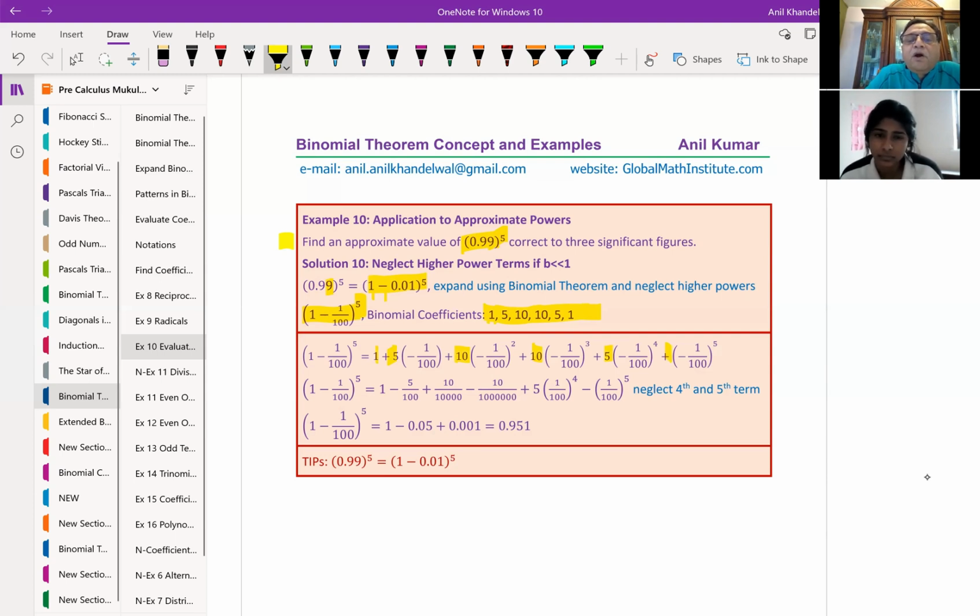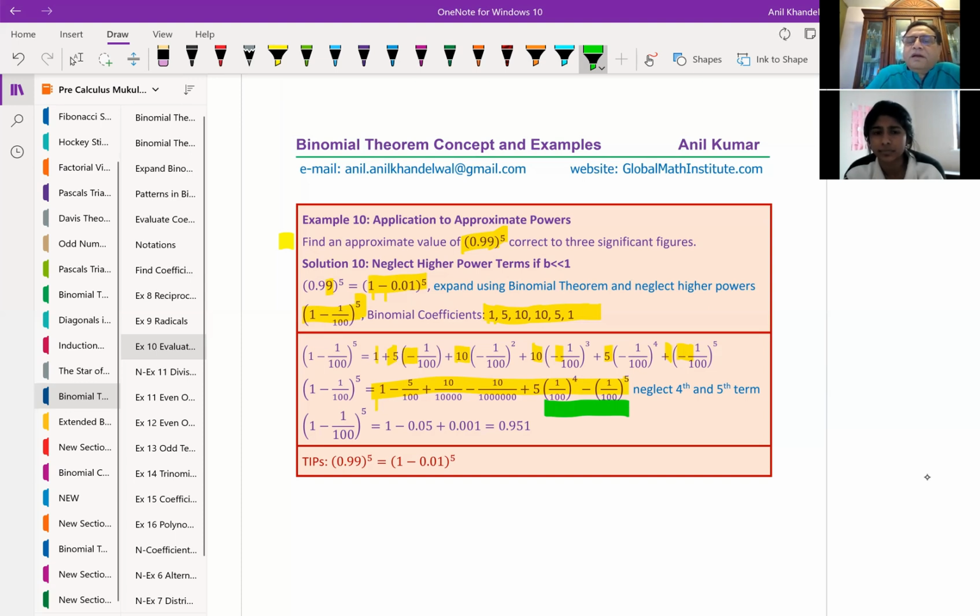Minus means alternate terms will be negative. You see the alternate terms being negative, right? So with all those powers of negative, they will be negative. And 1 over 100, correct? So when you do this expansion, this is what you get. Now, you will realize that those terms which are 1 over 100 to the power of 5 and 1 over 100 to the power of 4, these are very small values, correct? So we could neglect it.